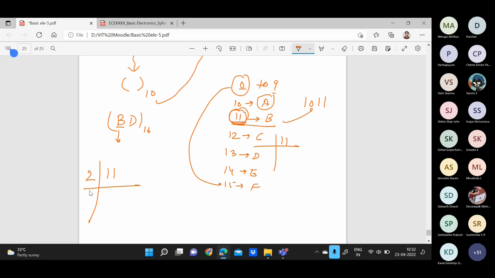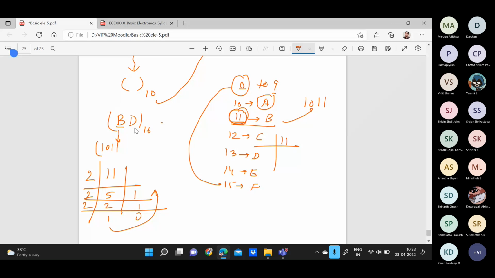If you divide it by 2, because we need to convert into binary form, it will go 5 times and the remainder is 1. Again you divide by 2, it will go 2 times, remainder is 1. Again you divide by 2, it will go 1 and remainder is 0. So the answer is what? 1011. So every digit you can represent by 4 digits of binary like this.